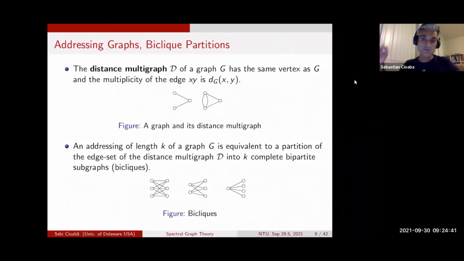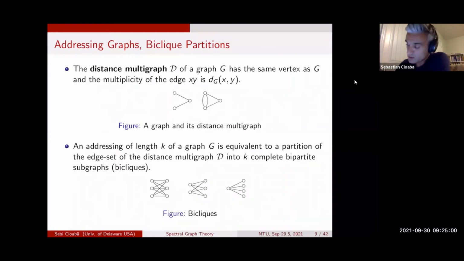Now, why does this parameter exist? Well, essentially, this addressing problem is equivalent to a decomposition of a multigraph into certain kinds of subgraphs, which are called bicyclics. So first of all, what is a decomposition of a multigraph?